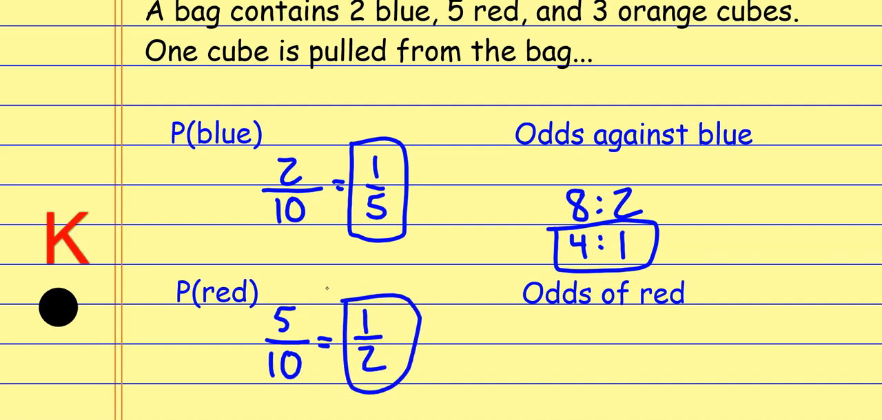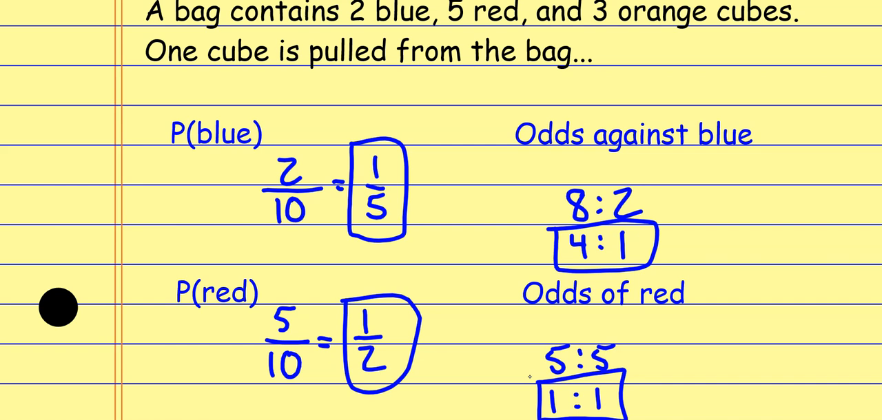The probability of red, so there are 5 red out of 10 total, which is 1/2. And then the odds of red, there once again are 5 red, so there's 5 ways I can get what I want. But then comparing that to the other stuff, there are 5 ways that I could get something other than what I want. So the odds are 1 to 1. Okay? So again, that slight difference.